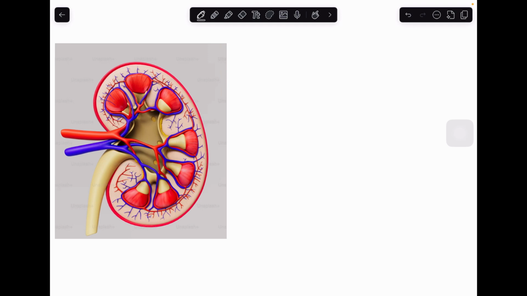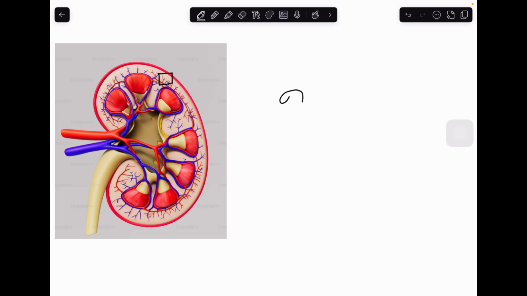So, as you can see, this image here is a cross section of a kidney. And if we were to slice a kidney in half, this is what the inside may look like. And if we were to zoom in on a portion like this, like I've drawn the box around, then we'd see many small functional units of a kidney. And these functional units are called nephrons.